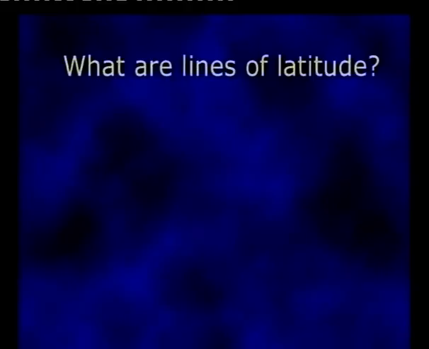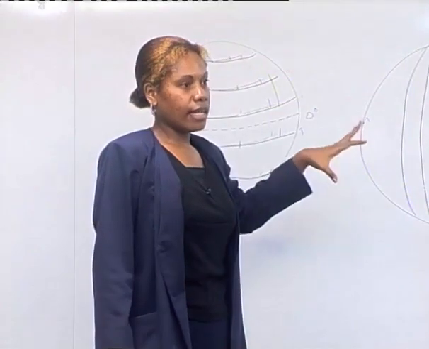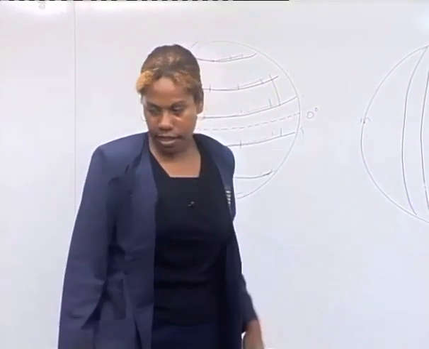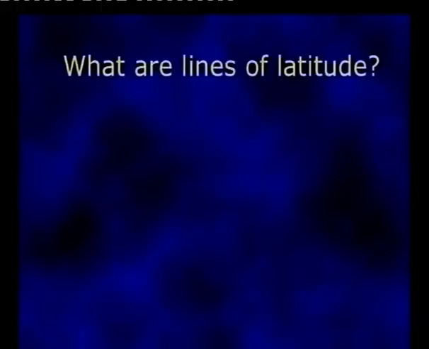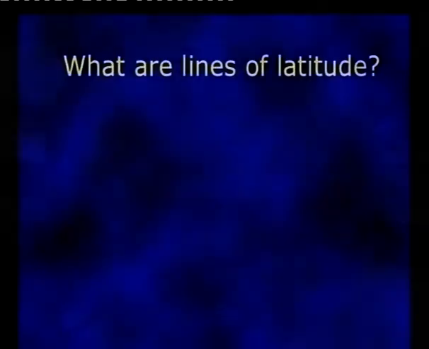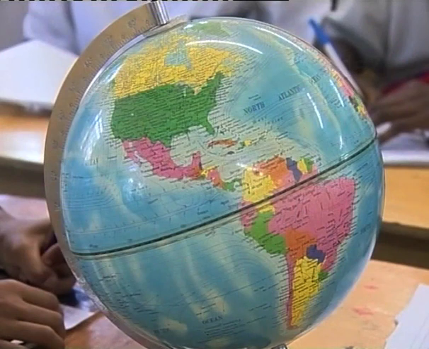Did you hear what Caroline said? No, you didn't. Latitude lines are imaginary lines that run from east to west. Can you see these lines of latitude on Earth? No, you cannot. They're imaginary lines. On the globe, yes.